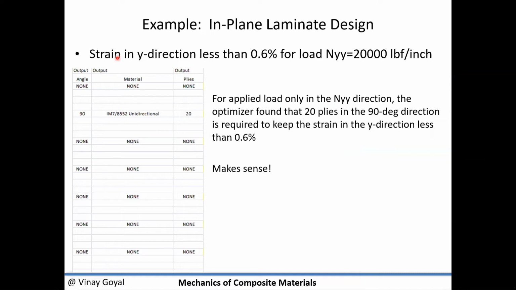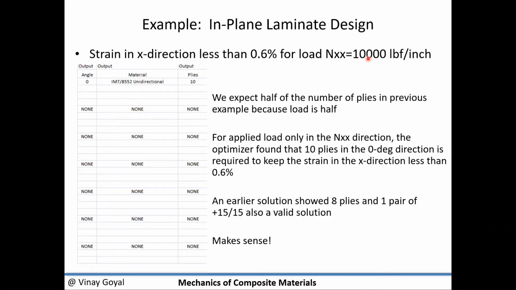But let's examine the situation where I have loading in the Y direction. And the loading is 20,000 pounds per inch, only in the Y direction. So when I run the GRG optimizer, and I put a constraint on the strain not to be greater than 0.6%, what I find very quickly is that I only get 90-degree plies as a solution, and I need 20 of those plies to make this happen. And it's telling me which material system is the best.